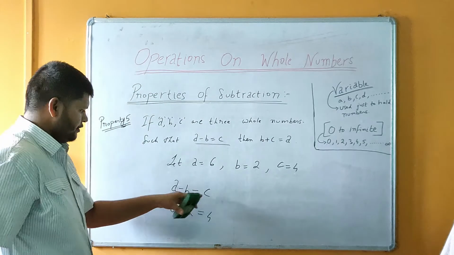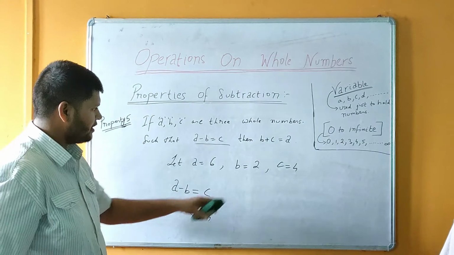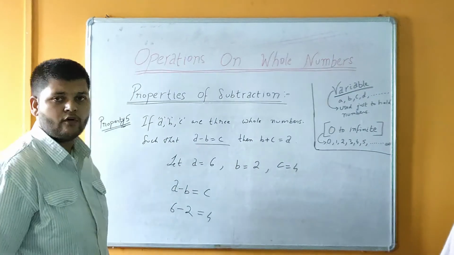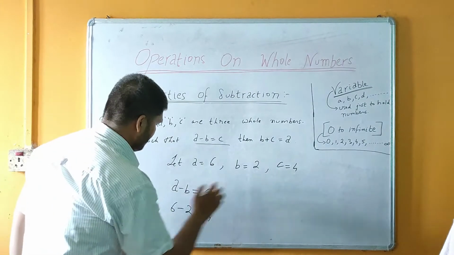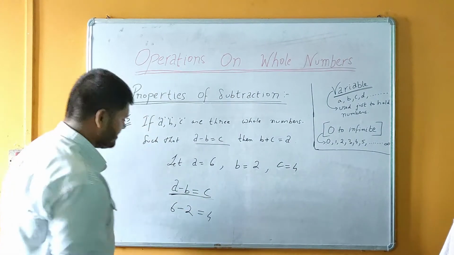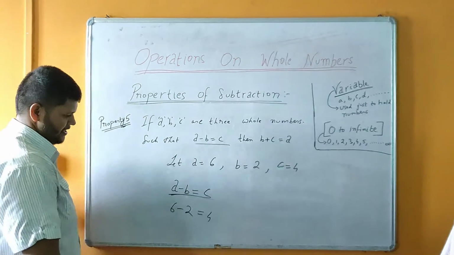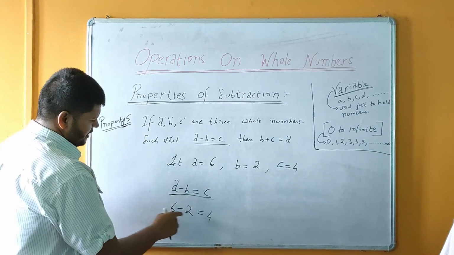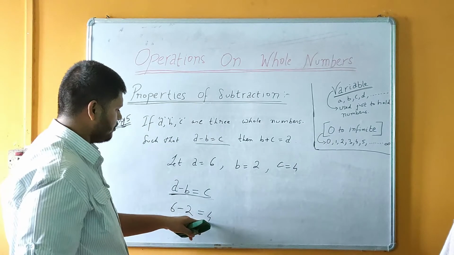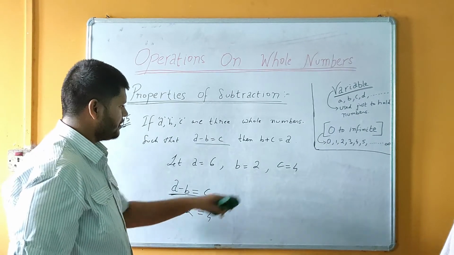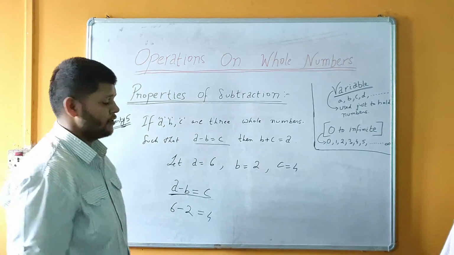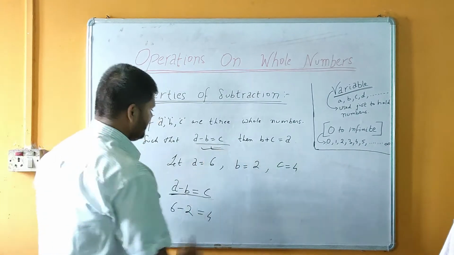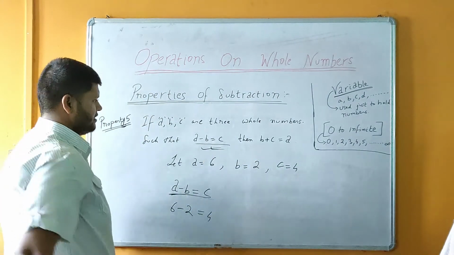So here C I am getting as 4. Here also C equal to 4. That means we are satisfying this condition. When we are doing A minus B, we are getting the result as 4. Here C equal to 4, here also C equal to 4. That means this condition is valid in this case.